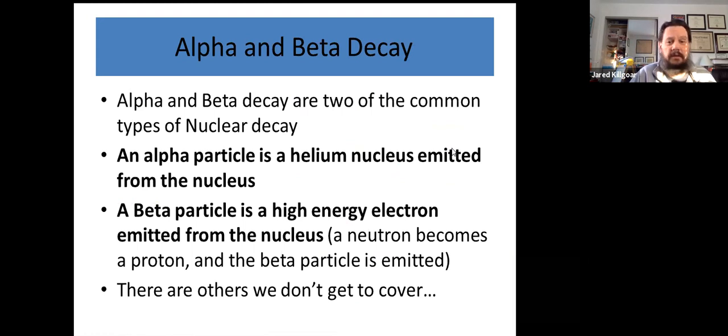An alpha particle is just a helium nucleus with 4 mass and 2 protons emitted from the nucleus. A beta particle is a high energy electron emitted from the nucleus. The origin is a neutron in the nucleus that becomes a proton and an electron. The electron is shot out into the outside of the atom. And there are more that we're not going to cover in this class. We have positron emission, electron capture, and a whole bunch of other types, which are also interesting.